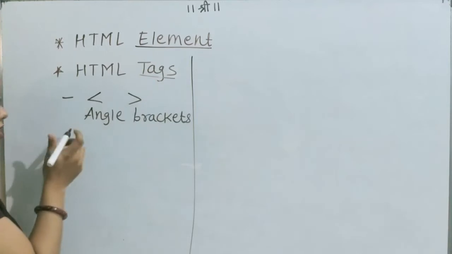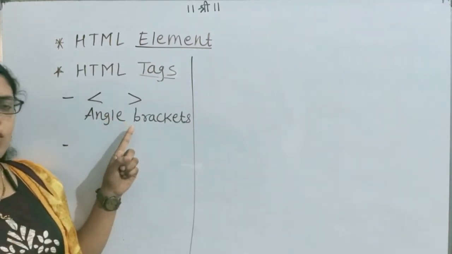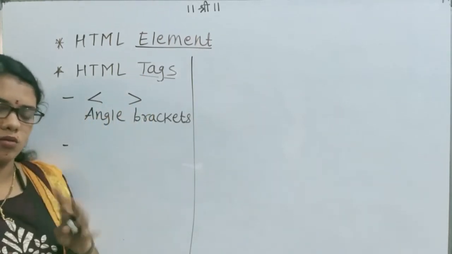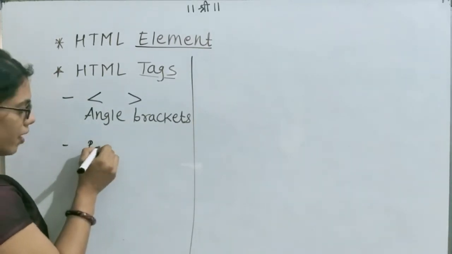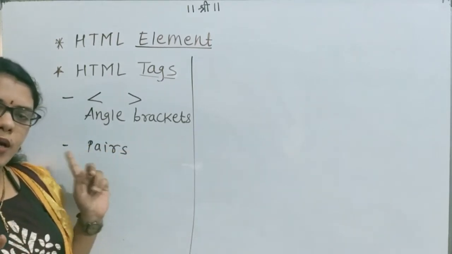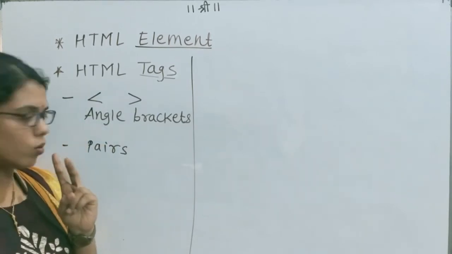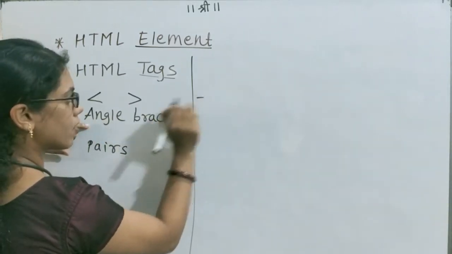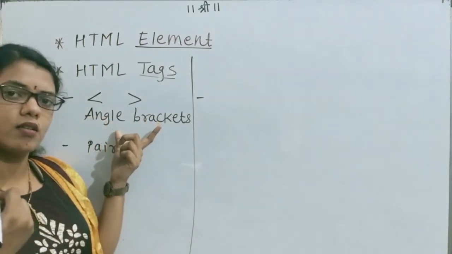Okay. Second concept, if the tag concept is clear, then the second rule for HTML tags is, in HTML almost maximum tags always come in pairs. Maximum tags always come in pairs. Pair means every time there are two tags. How is it possible? See here. Take a first example. HTML tags are enclosed along with angle brackets.